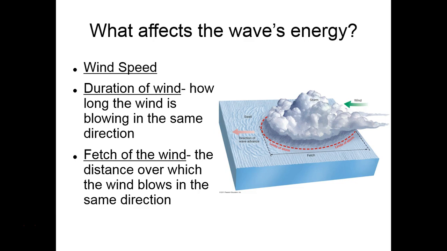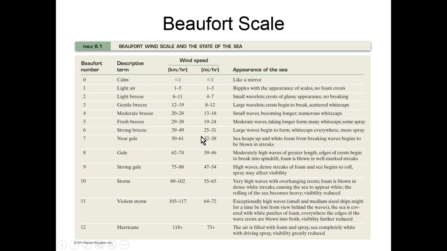So it's how long the wind is blowing for in the same direction and how fast it's blowing. Additionally, the third factor is the fetch of the wind. So that's the area over which the wind is blowing in the same direction. Okay, so we have the speed of the wind, the duration of how long it's blowing for, and the area over which it's blowing. So if you have a really strong wind blowing for a long time over a big area of the ocean, then you're going to have big waves that can develop.